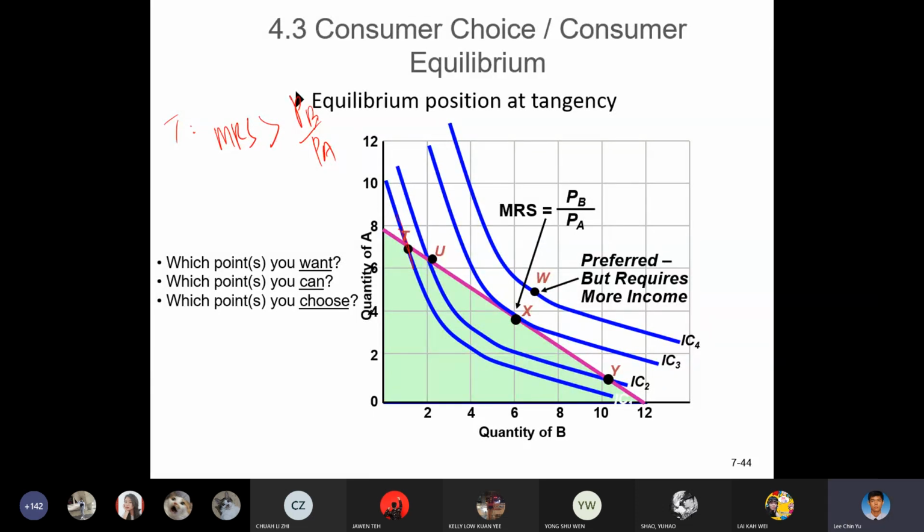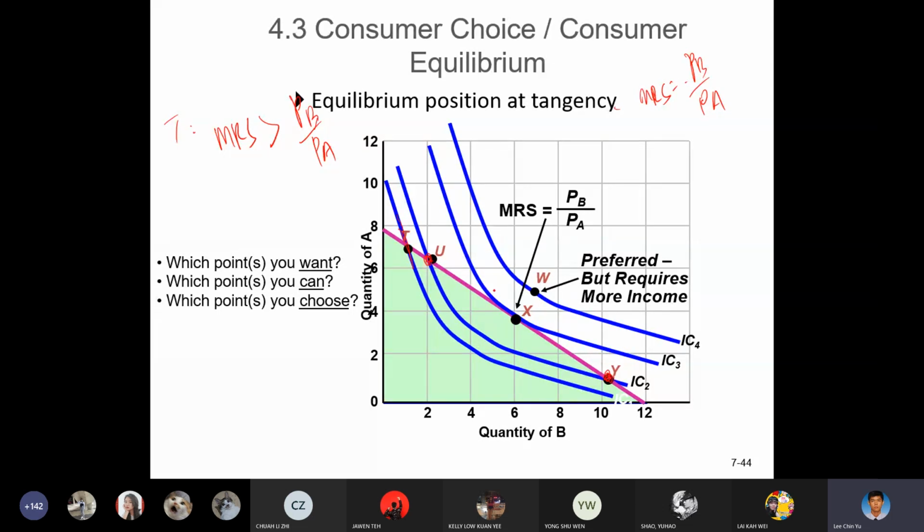We want to achieve the situation where MRS equals the price ratio. But over here, we are not achieving this condition. Over here also, the same, we are not achieving the condition.